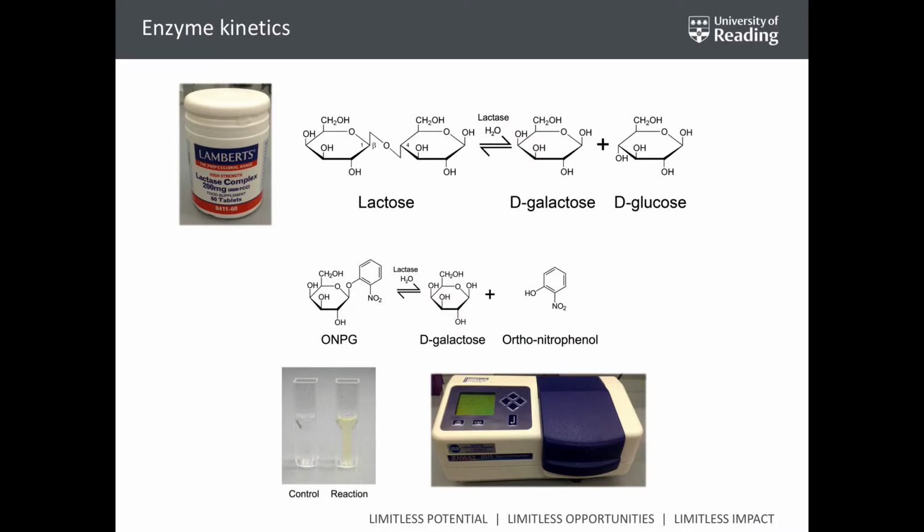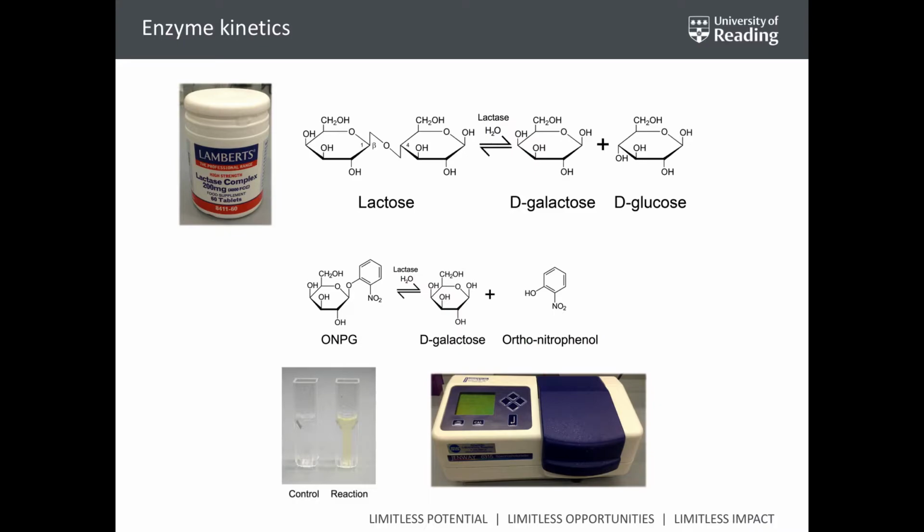What we carried out in the practical last year was using an artificial substrate called ONPG, which is hydrolyzed by lactase to produce a coloured product from the reaction, and this is shown down here. For those of you in SBS, I actually have a video of this, which I will be posting onto the website. If you're interested in learning a bit more about this practical, there's now a JoVE video, Journal of Visualized Experiments video, which you can look at to get a bit more understanding of this.